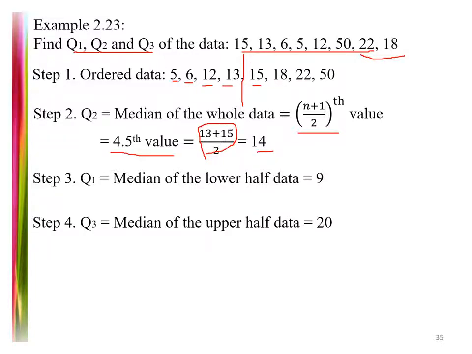Next, this is the median. This is the lower half of data, and this is the upper half of data. Q1 is the median of the lower half of data. In this case we have 4 observations, so 4 plus 1 divided by 2 is 5 divided by 2, which is 2.5. So that portion here: 6 plus 12 divided by 2 is equal to 9. Similarly here, 18 plus 22 divided by 2 is 20. Okay, so this is a simple example.